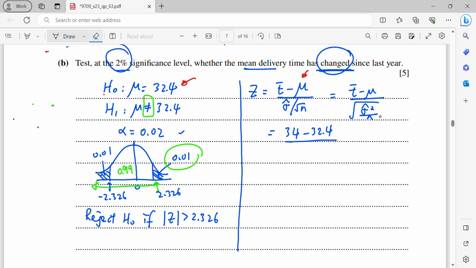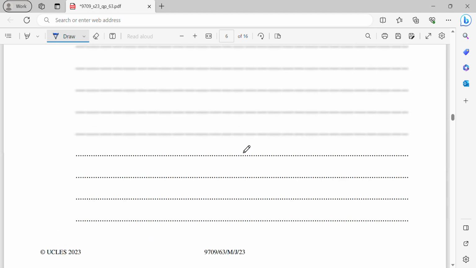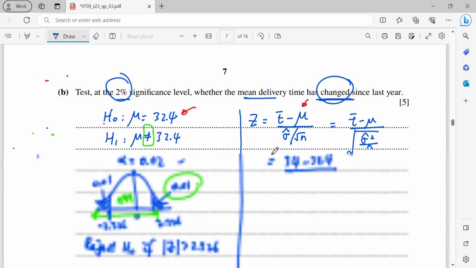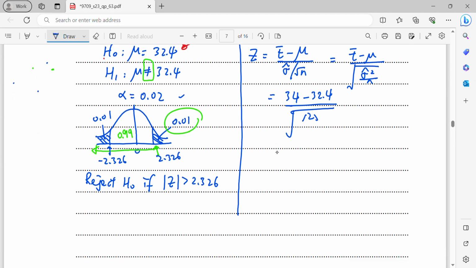So when I bring in the estimated variance, I will just write square root of the variance, which is 1250 over 49. This is my estimated variance. Then over n, and n is going to be 50. Alright, so from here, you will get 2.24.